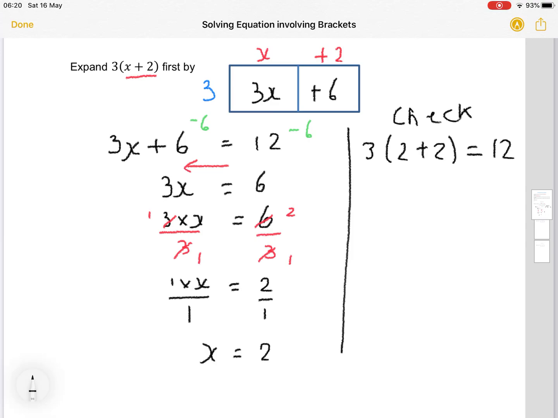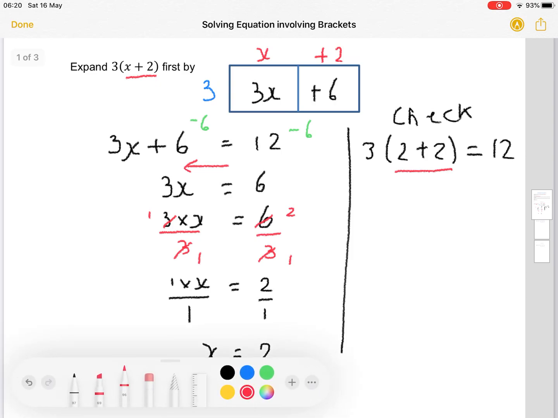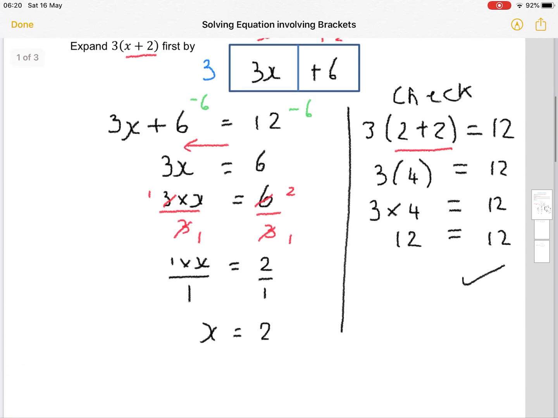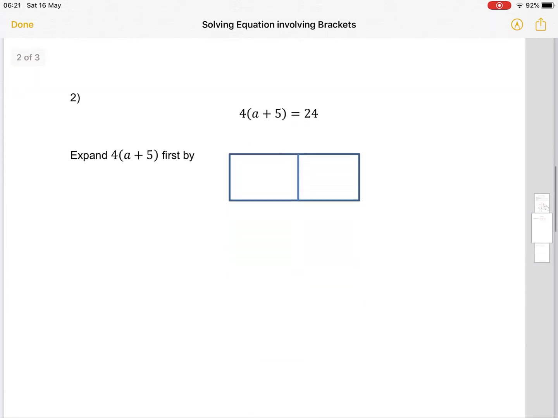That was the equation, okay? First, I need to work out what is in the brackets. Remember the BIDMAS rule, okay? 2 plus 2 is 4. The brackets in itself mean multiplication, so 3 times 4. 3 times 4 is 12, boys. Okay, on the right hand side of the equation, I always had 12. So since the left is equal to the right, I can put down an equal sign, okay? And since the left is equal to the right, my answer is correct.